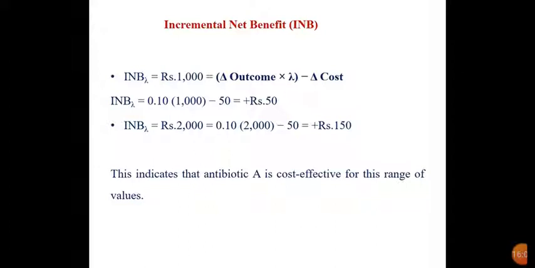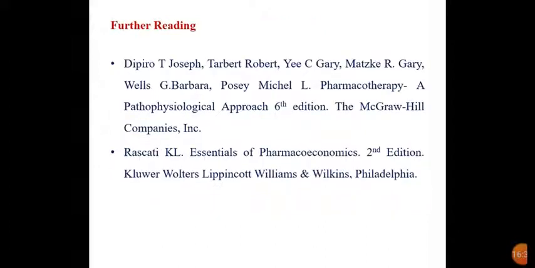As you all know, for the interpretation of incremental net benefit, if the incremental net benefit value is above 0, that means positive, then the intervention is deemed to be cost effective, and if it is below 0, it is not cost effective. So in this example, this clearly indicates that antibiotic A is cost effective for this range of values.